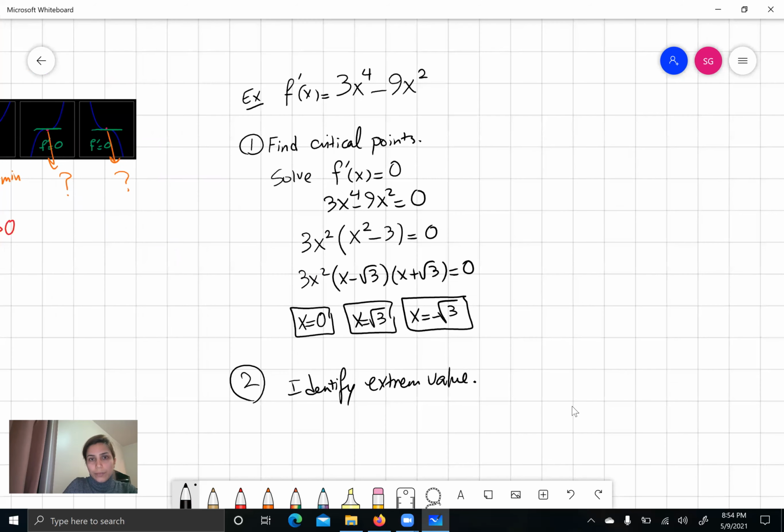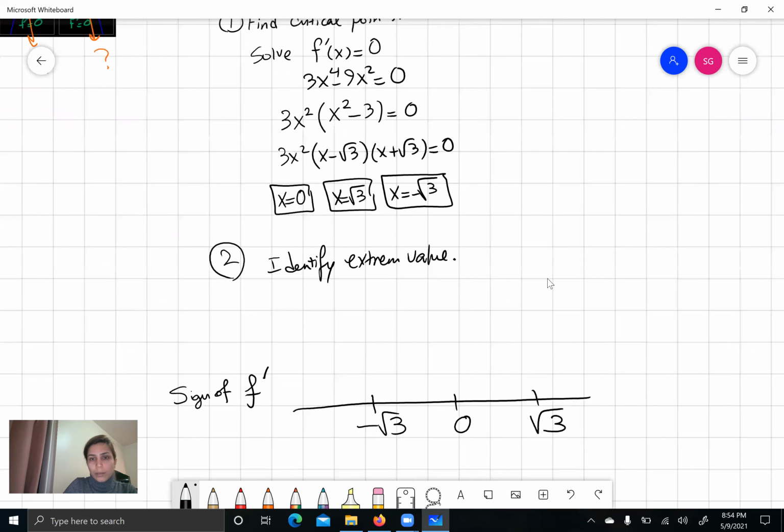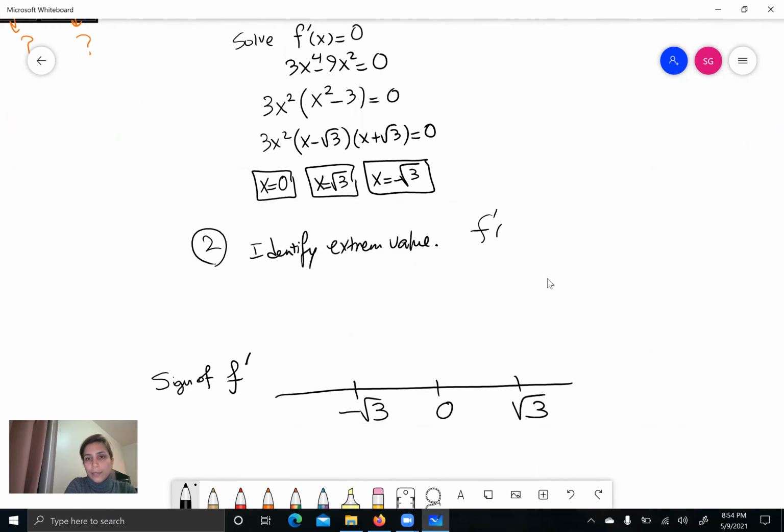The first derivative is 3x to the 4 minus... we have it in the factor format, by the way. Maybe I write it in terms of factor format. The first derivative in the factor format is 3x squared, x minus square root of 3, x plus square root of 3. Okay, so let's see. This is always positive.